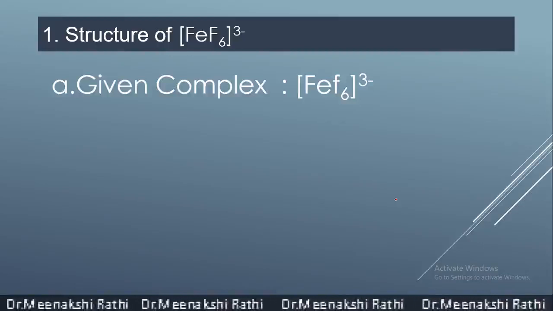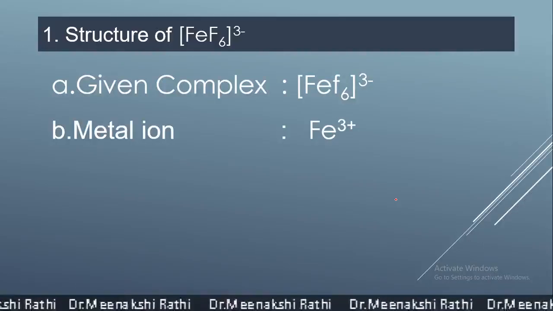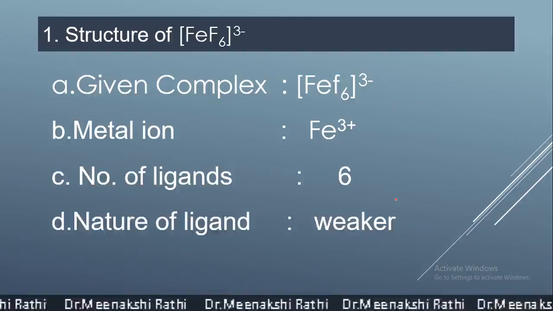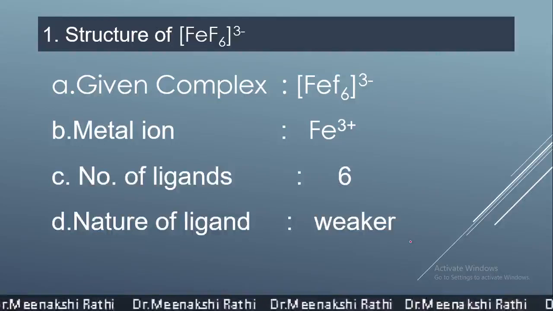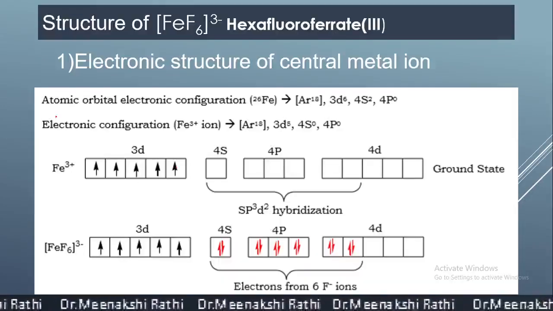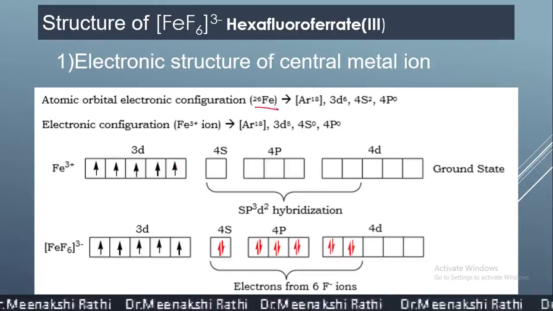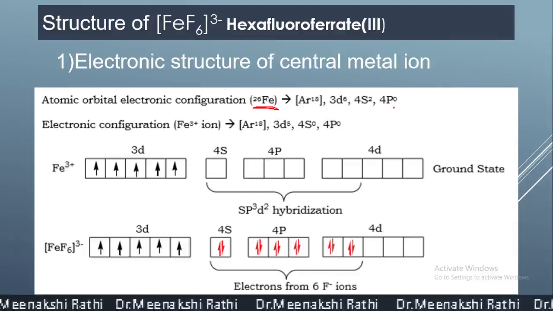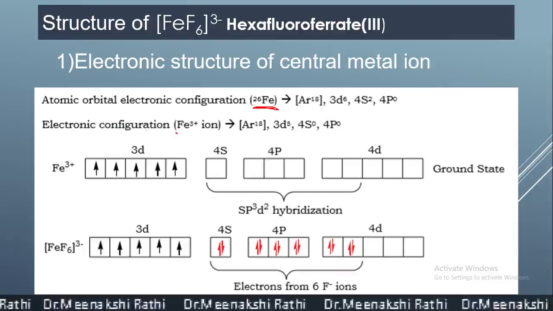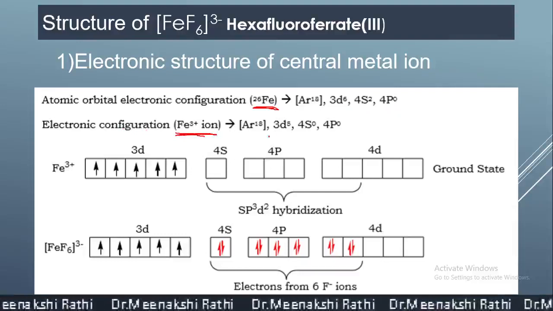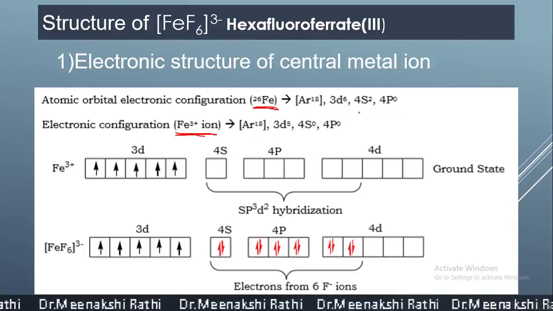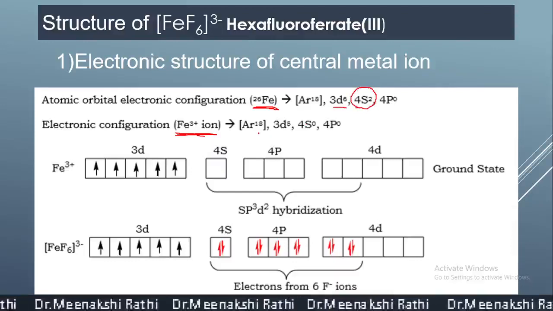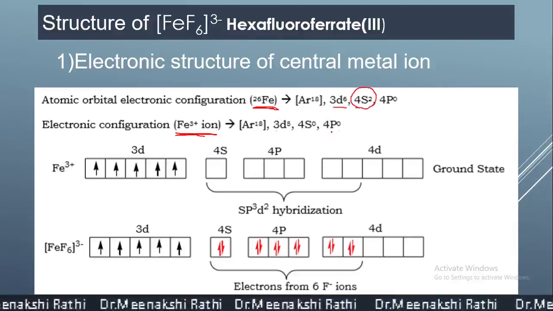hexafluoroferrate ion. So the given complex is hexafluoroferrate. The metal ion is Fe3+, with 6 ligands, and fluoride is a weaker ligand. The atomic orbital configuration of Fe (26) is argon 18, 3d6, 4s2, 4p0. The electronic configuration of the Fe3+ ion can be written after 3 electrons are lost, 2 from 4s and 1 from 3d. So it becomes argon 18, 3d5, 4s0, 4p0.